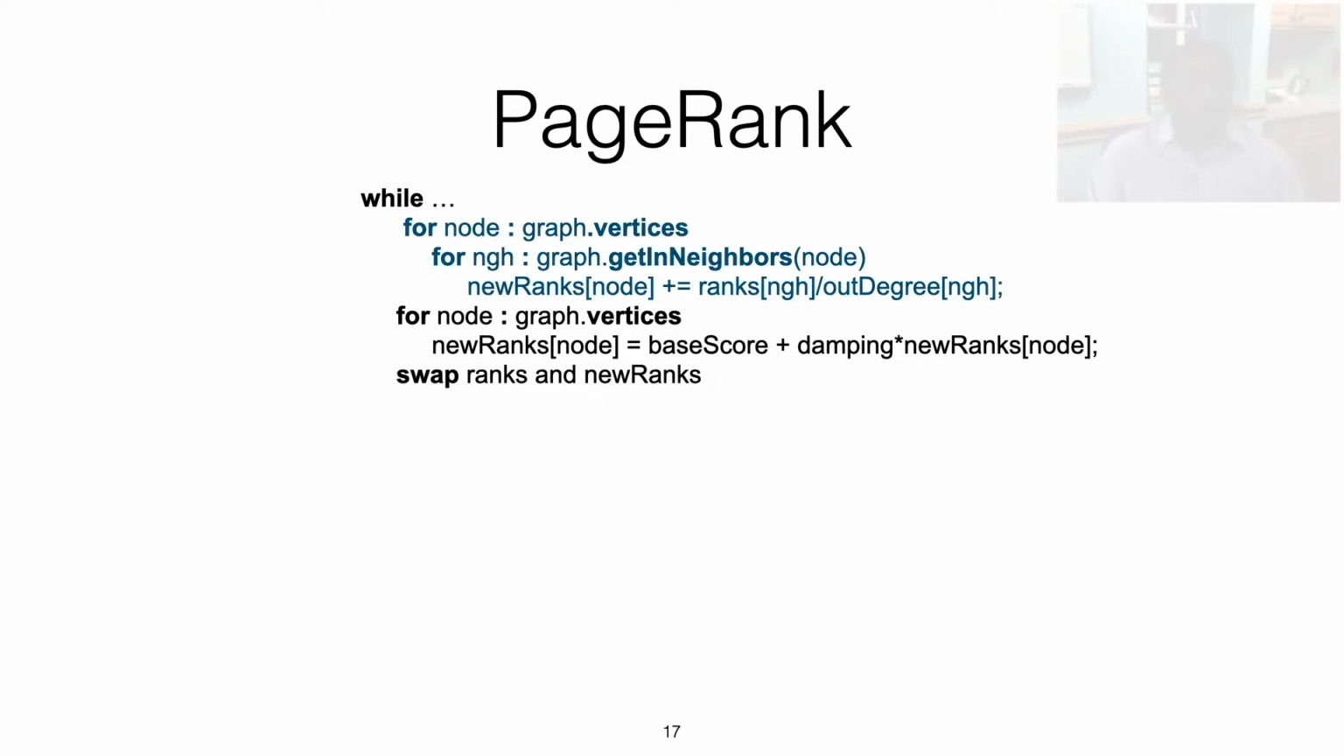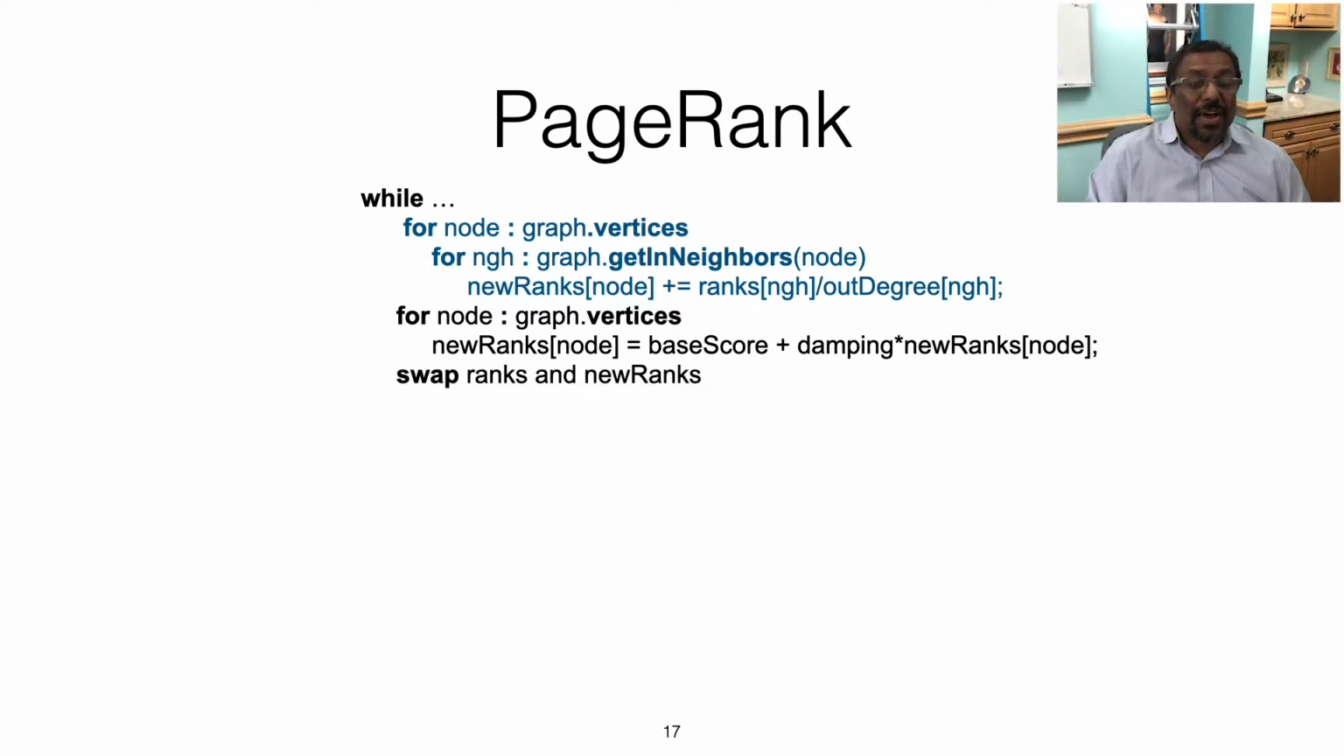Let me explain this very briefly. PageRank iterates over the graph. First, it will visit all the vertices of the graph and go to its neighbors and update its rank by looking at the rank of the neighbors. And then it creates a new rank by looking at the old rank and the newly calculated rank, and then does the rank swap. So the last two computations are done per node, and the first computation has to be done across nodes, going through the edges for the neighbors.